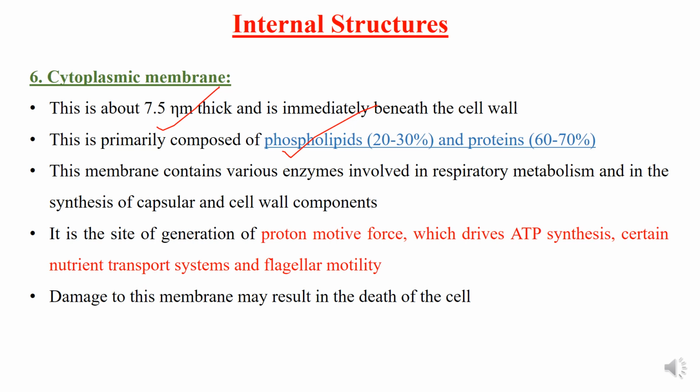These enzymes are involved in the respiratory metabolism of the bacteria, and in the synthesis of the capsule and also cell wall components. The cytoplasmic membrane is the site of generation of the proton motive force and ATP, certain nutrient transport systems, and movement of the flagella, because it generates ATP which is helpful for the movement of the flagella. And if we damage this cytoplasmic membrane, bacteria generally die.